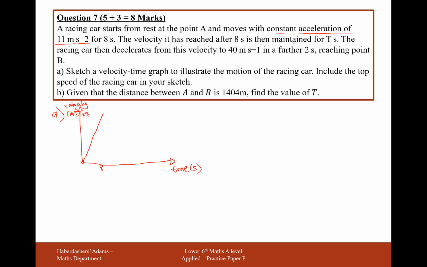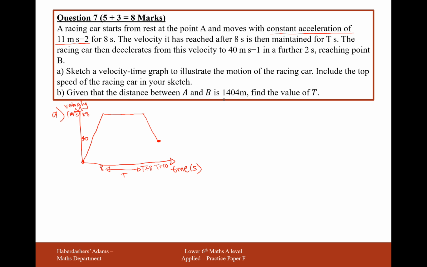The velocity is then maintained for t seconds, and the racing car decelerates to 40 meters per second here, a further 2 seconds in. So this is at t plus 8 now, because the time elapsed from here to here was t seconds. So at the next point here, it's going to be t plus 10. Let's go downwards 2 seconds later to a velocity of 40, reaching a point B. Sketch a velocity time graph. Include the top speed of the racing car in your sketch. Done that, 88 meters per second.